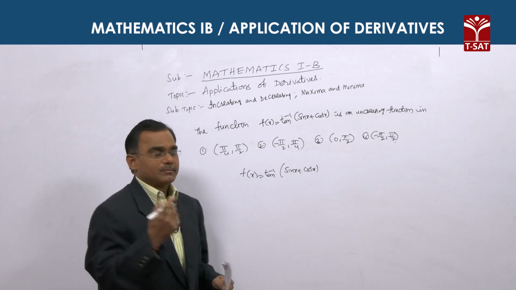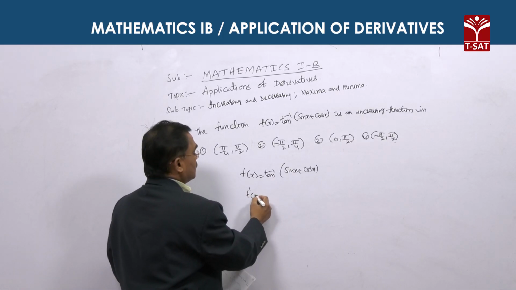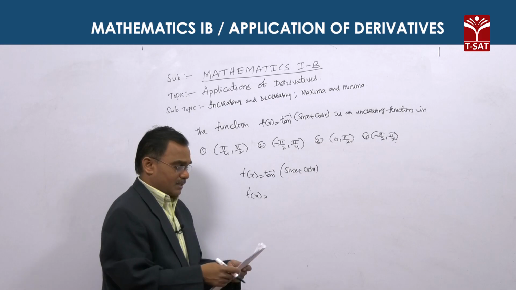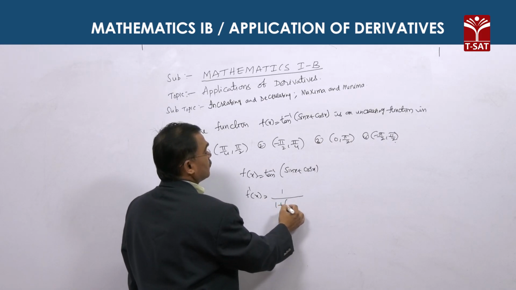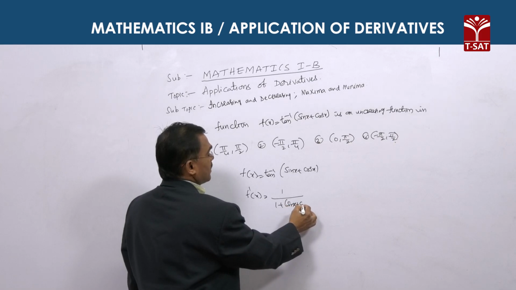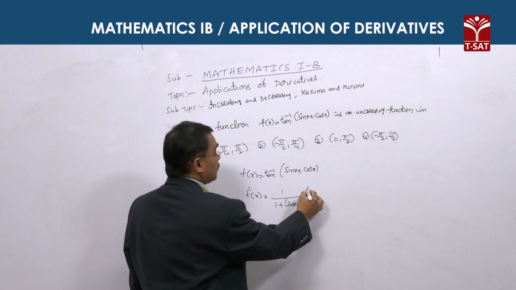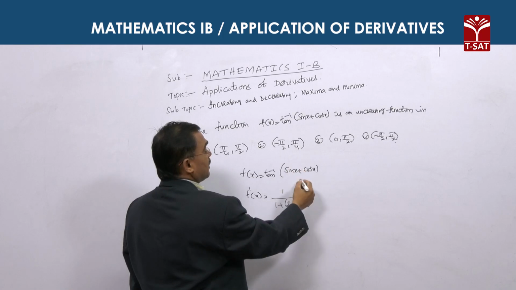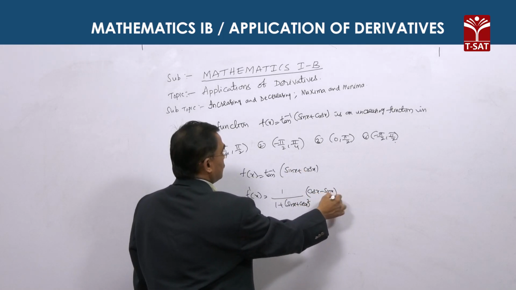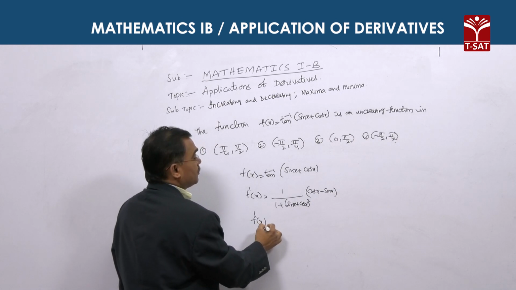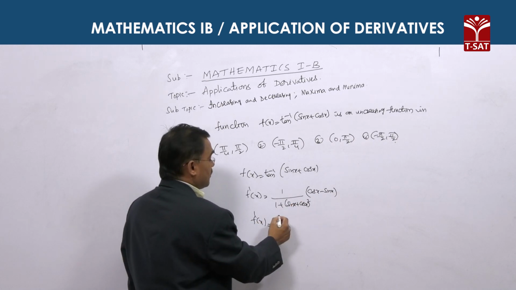First find the derivative. Right. What is the derivative f dash x? It is of the form tan inverse x, so what is the differentiation of tan inverse x? 1 by 1 plus x square, where x square means sin x plus cos x whole square, into the differentiation of x. Here x is the function sin x plus cos x. The differentiation of sin is cos, and the differentiation of cos is minus sin x. So this can be simplified.